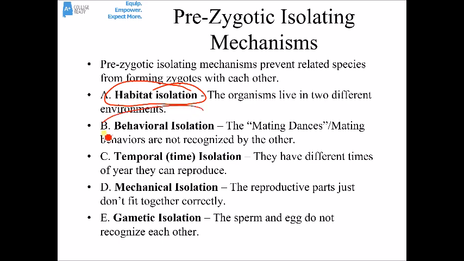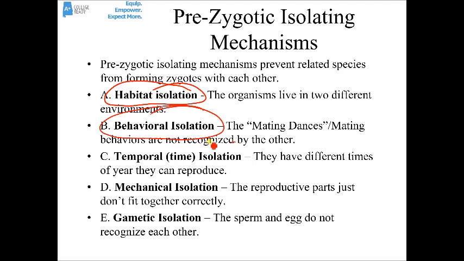Another example is behavioral isolation. Most animals have some type of mating dance or mating ritual, mating behavior. And organisms from different species may have different mating dances or different mating behaviors. So they're not attracted to each other. Their mating behaviors don't allow them to ever come together to try the physical act of mating.